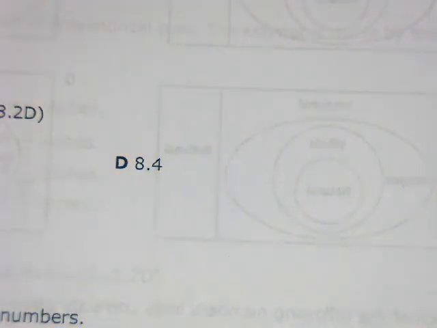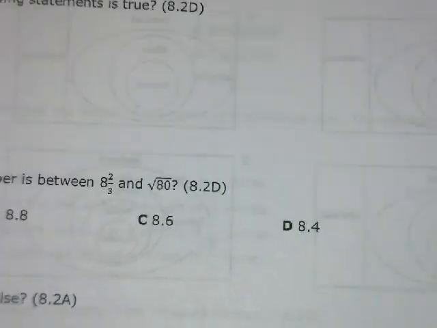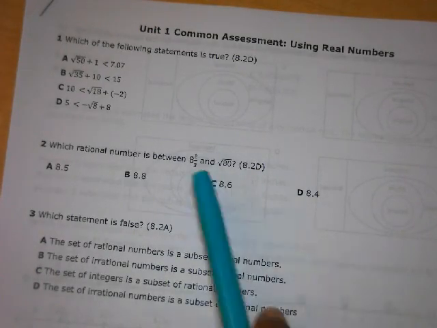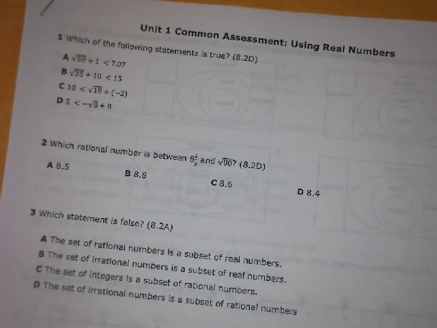Number two is asking which number is in between 8 and 2/3 and the square root of 80. So you just convert these two numbers to decimals and figure out which of these numbers is in between those two numbers. Which statement is false?